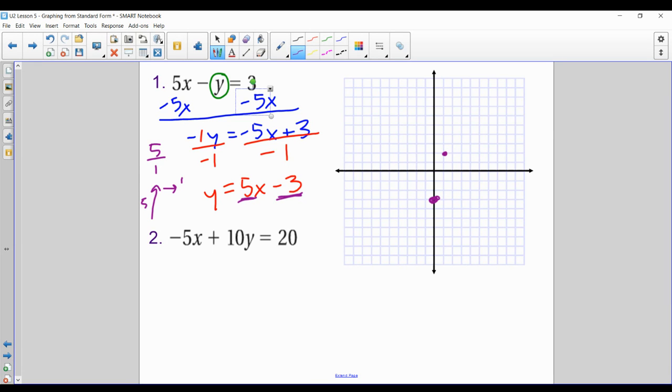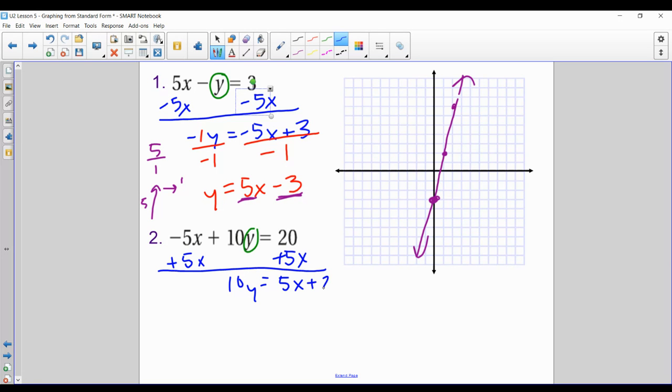Let's do one more of those so that we get 3 points to make a nice line. And again, let's be using a straight edge for those. Okay, on the second one, I want to get this y by myself, so I've got to move everything to the other side. I have negative 5x, so I'm going to add 5x to both sides. That leaves me with 10y equals 5x plus 20.